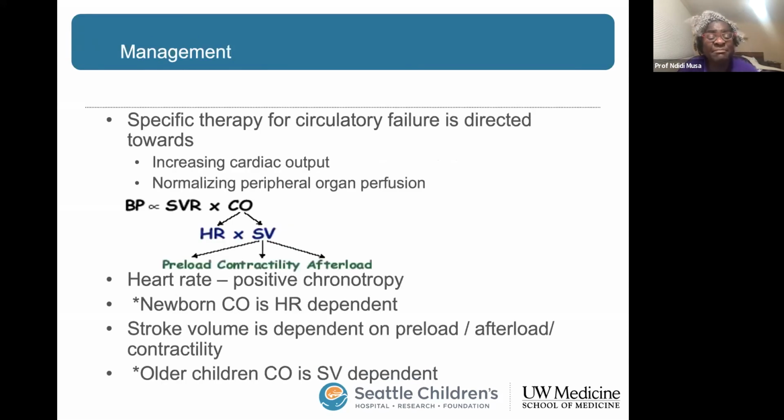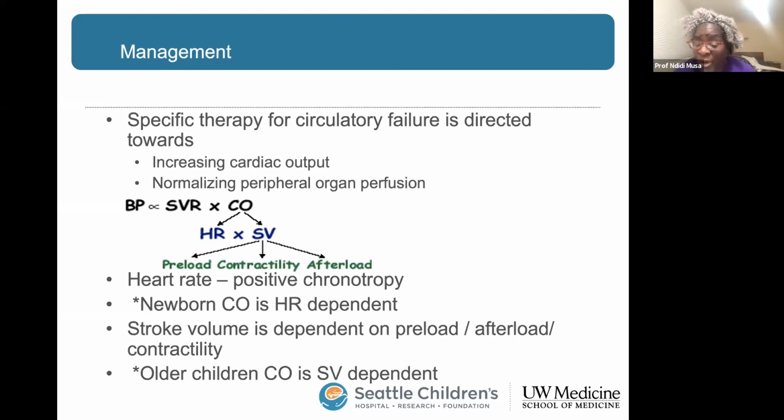Then you have specific therapy for circulatory failure, which could be directed towards increasing your cardiac output and normalizing your peripheral organ perfusion, just knowing that cardiac output is heart rate times stroke volume. Stroke volume is preload, contractility, and afterload. Your heart rate, you want to give positive chronotropy. So epinephrine can be used to improve your heart rate, or atropine, depending on what you're dealing with. In shock, you don't generally use atropine, but if the patient has shock, you can use epinephrine as a positive chronotrope.